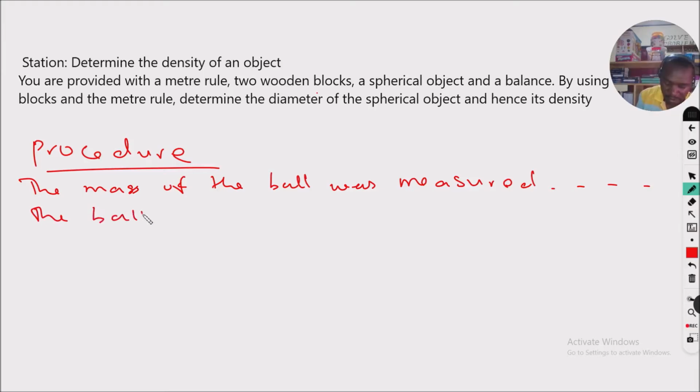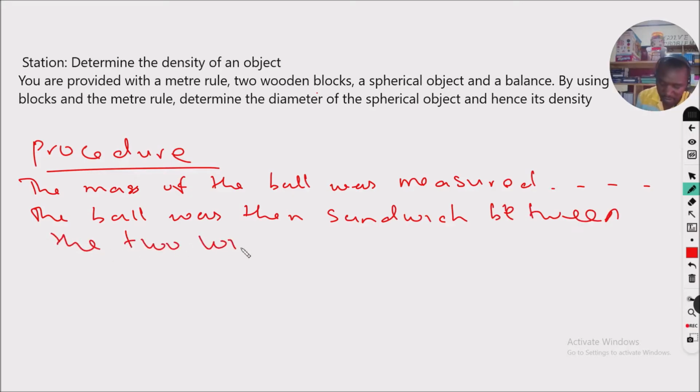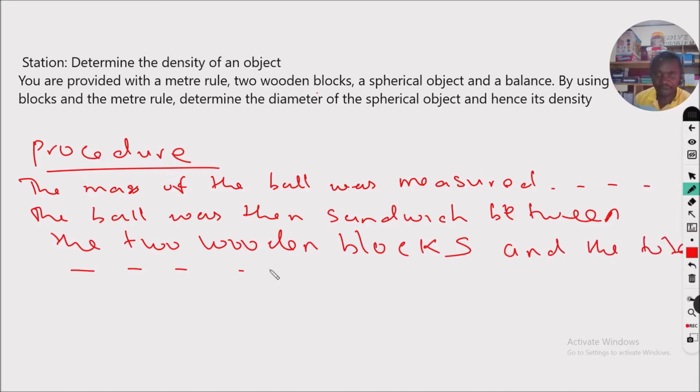The ball was then sandwiched between the two wooden blocks, and the total length from one block to the other was measured using the ruler and recorded as L. Now the ball was removed, and the lengths of the individual blocks were measured and recorded as L1 and L2.